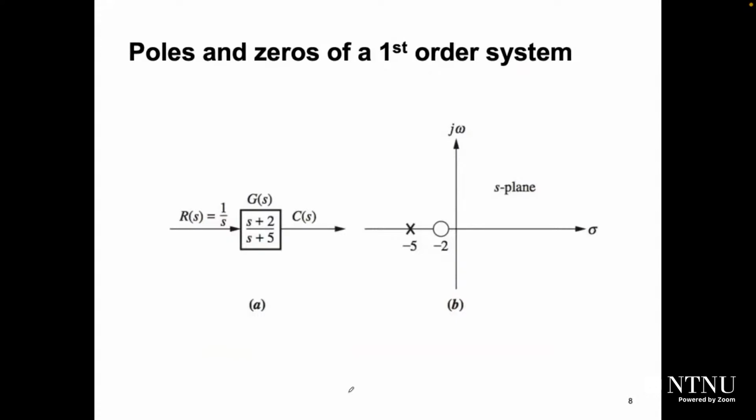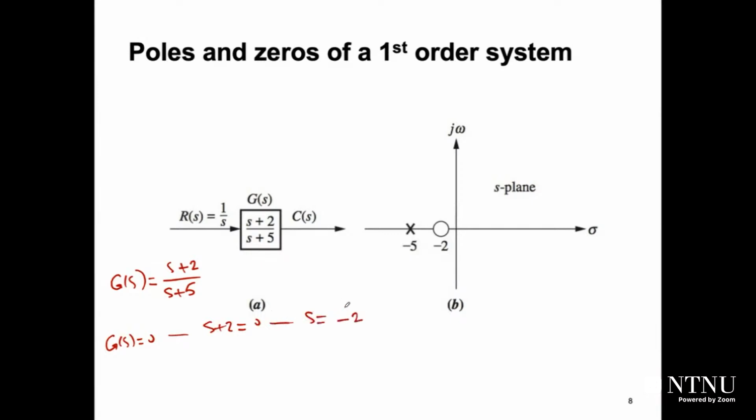Let us take it step by step. You have poles and zeros of a first order system. The system is first order. The transfer function of this system, we will call it G of S, will be S plus 2 divided by S plus 5. If you need to get the system zeros, we need to set G of S equals 0. To do that, we need to set S plus 2 equal 0. So in this case, S equals -2.